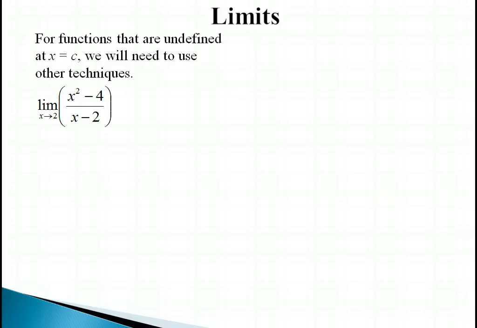For functions that are not defined at x equals c, we will need to use some other techniques. For instance, with this function, we have x squared minus 4 over x minus 2. If you tried to plug a 2 into the function, you would get 0 over 0, which is indeterminate and doesn't help us in any way to figure out what number the graph is approaching. Go ahead and try to type this function into your graphing calculator.